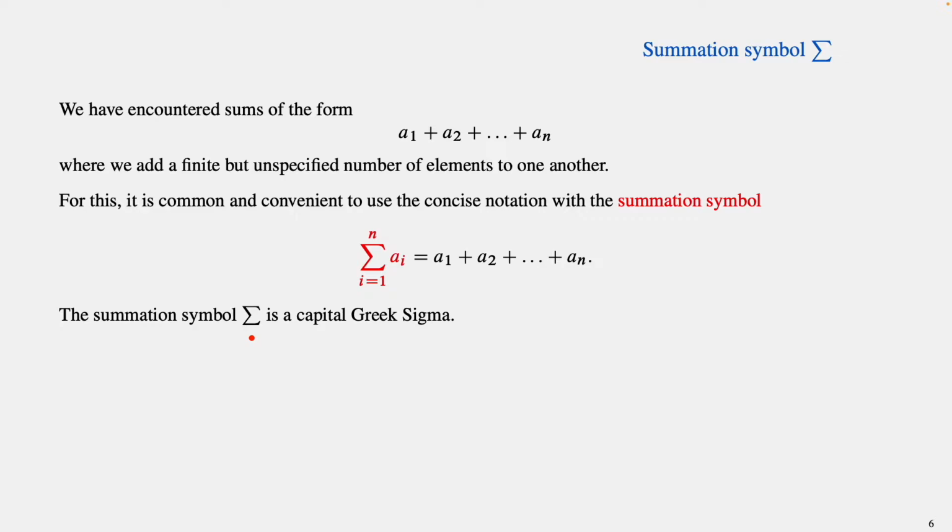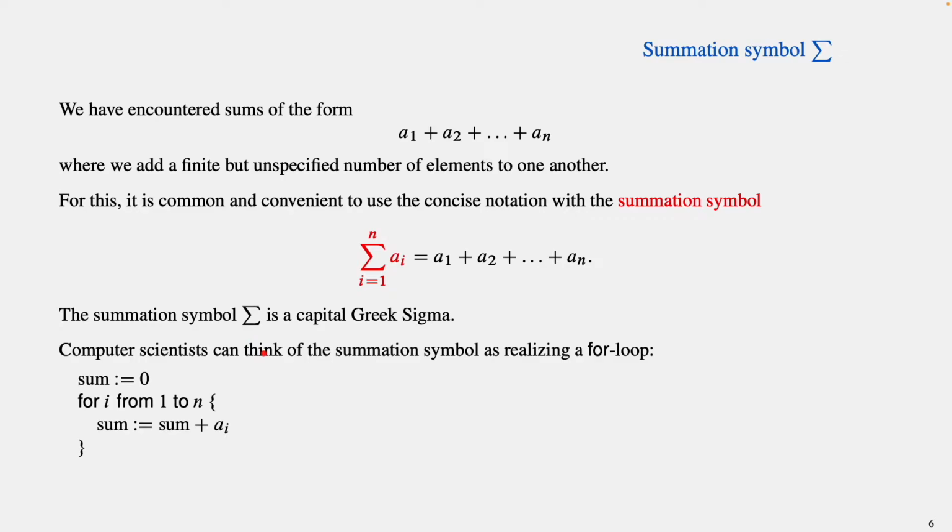The summation symbol is actually the capital Greek sigma. And computer scientists may think of this symbol as realizing a for loop. So in this for loop, we first initialize the sum with the value 0, and then we run the loop for i from 1 to n, where in each iteration we add the already obtained value of the sum plus ai. And ai would be some array in this fictional programming language that contains the elements in this number sequence.